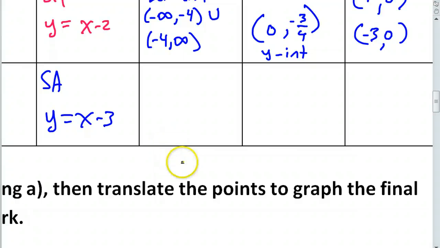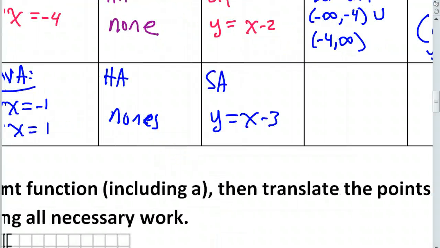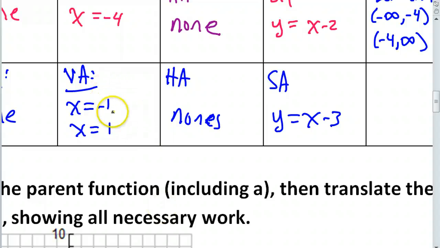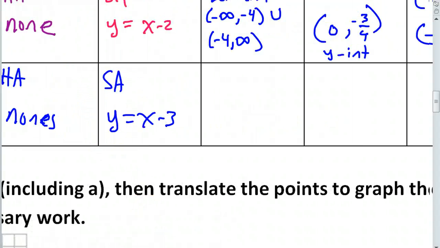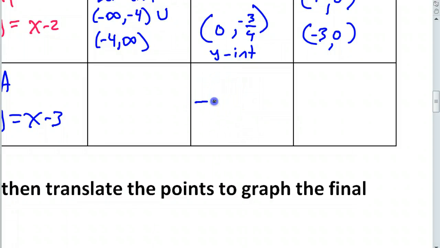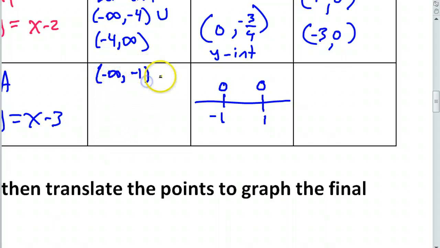So it's time for the domain. We should be able to do the domain just from the vertical asymptotes. Negative 1 and positive 1. Let me make a little number line to guide my eye. We have asymptotes at negative 1 and positive 1, so that's like breaks in the graph here and here. So I'm going to have 3 parts to my domain. Negative infinity to negative 1, union, negative 1 to positive 1, union, 1 to infinity.